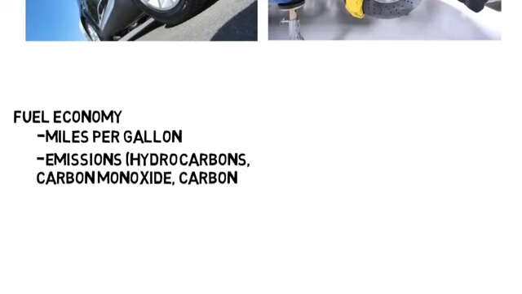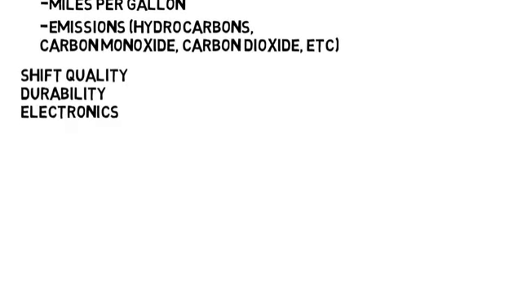There's the fuel economy where you look at fuel efficiency in miles per gallon and test car emissions such as hydrocarbons, carbon monoxide, carbon dioxide, and so on. But of course this wouldn't be the case for electric vehicles. There's the shift quality where you focus more on the transmission, the durability of the car, electronics, and much more. Overall, just note that there are many components to a vehicle.